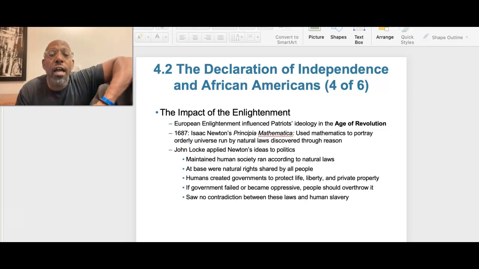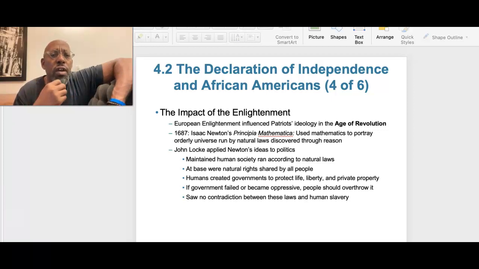People like John Locke applied Isaac Newton's ideas to politics. They maintained that human society ran according to natural laws, and at the base were natural rights shared by all people. Humans created governments to protect life and liberty and private property. Okay, this is another critical piece. Private property is a big part of this moment in the Enlightenment. If government failed or became oppressive, people should overthrow it.